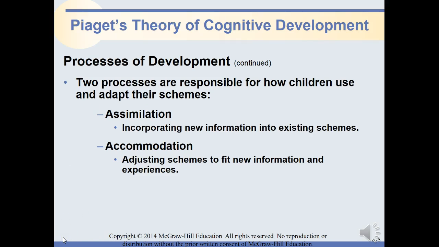So we have these schemes that, depending upon our unique experience, we develop. And Piaget said that there are two ways, not only that children, but you and I, even as adults, change our schemes. They're the two A's, assimilation and accommodation. You have to think of these two as really, in some ways, opposite sides of the same coin. As you can see on the slide in front of you, assimilation is when we take in new information into our existing schemes or schemas, and accommodation is when we adjust a scheme to fit new information. So let me give you some examples here.